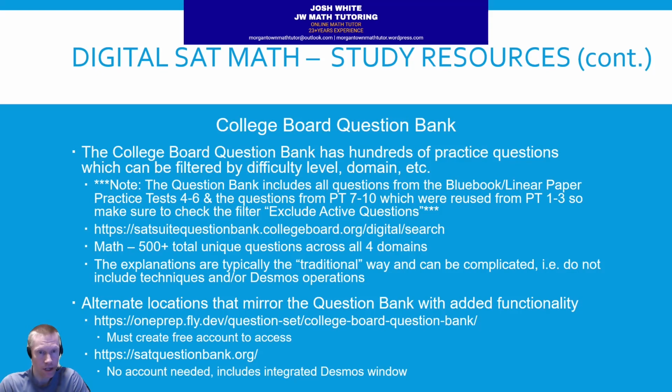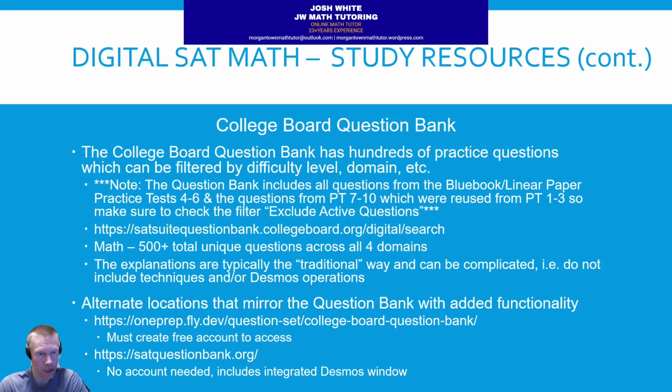So you want to make sure if you're working off the question bank that you check the filter for exclude active questions. That will make sure you do not do Bluebook or linear paper practice test questions by mistake, because you don't want to do these questions ahead of time, because then when you go to do a Bluebook exam, if there's questions there that you've already seen, it would not give you an accurate representation of your score. You can see the website listed on the screen there. Again, that'll be in the description of the video.